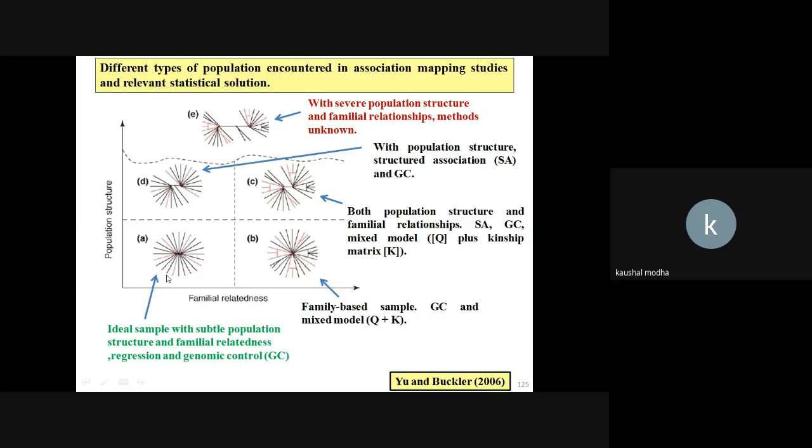So in this graph, on the x-axis we have familial relatedness, which increases from the origin towards this side. The familial relationship increases; genetic relationship is increasing. On the y-axis we have population structure, which increases in this direction. Now you might have a population in your hand. Each line represents one germplasm. Because these lines all merge at a single, common center, it indicates that there is no population structure, no population stratification, and these lines are not interconnected, so there is no genetic relationship.